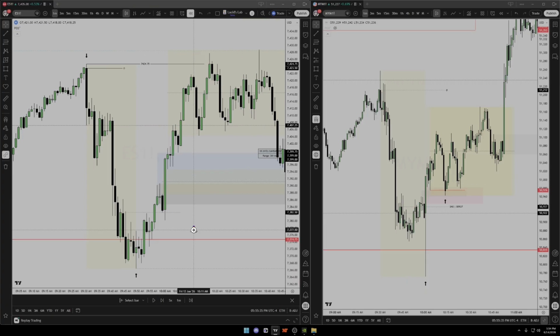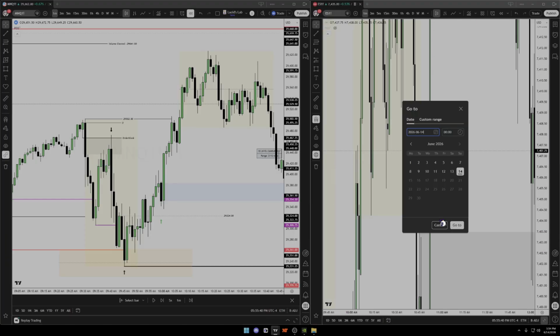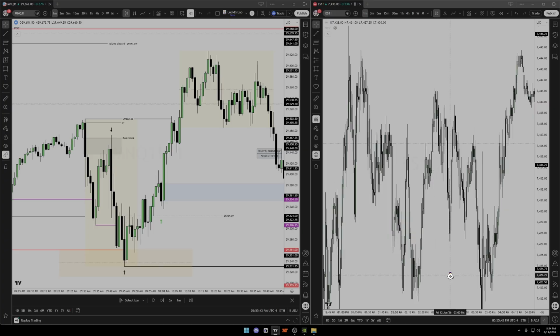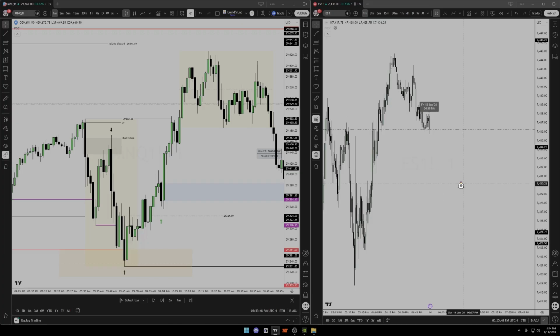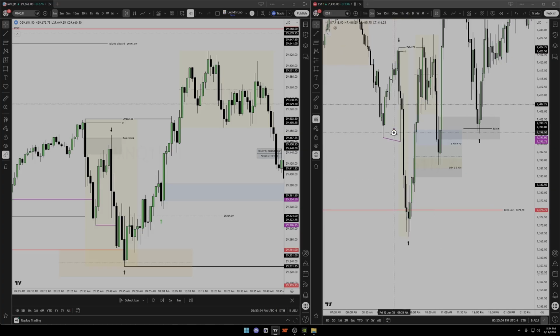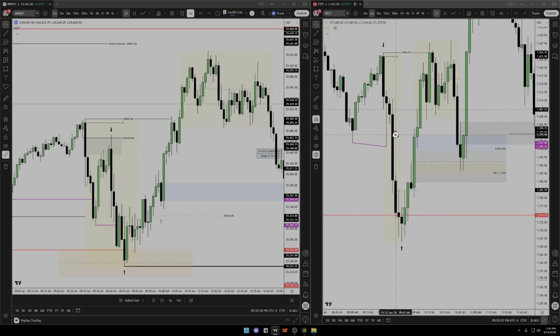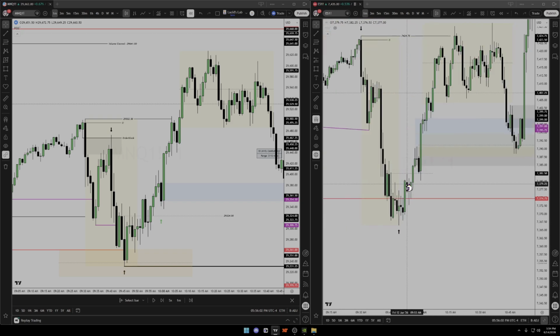Looking at ES as well. Sorry, let me keep NQ here. But looking at ES as well, going back to that point of time. Let's go to 930. Going back to the M1. Very clean pushes to the downside. So we didn't get that same thing here on NQ.